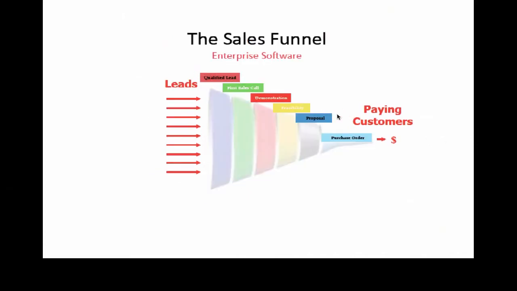And so what about the sales funnel? How does this work? Once you've got these customers coming into your site or coming into your sales process, how do you get them from being potential customers to being paying customers? And so if this is an enterprise software product, then this might include starting out the customer as a qualified lead, having a first sales call or visit with them, a step of doing a demonstration, feasibility testing, and then a proposal and a purchase order.